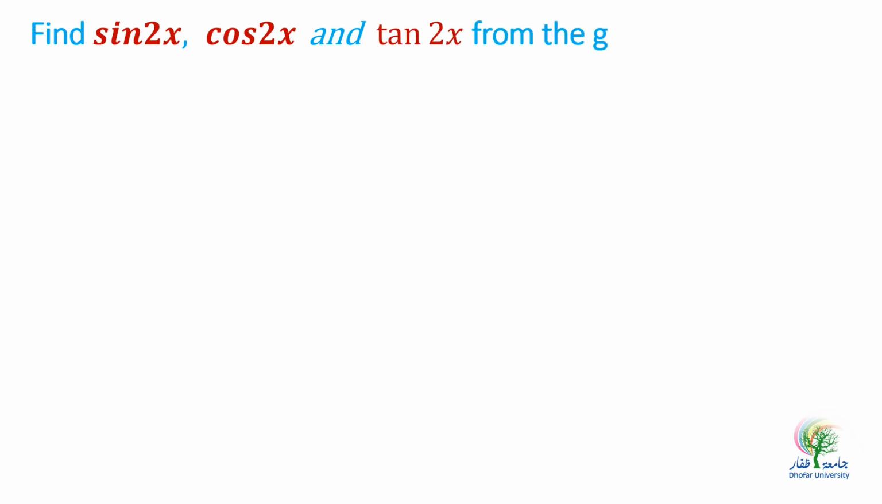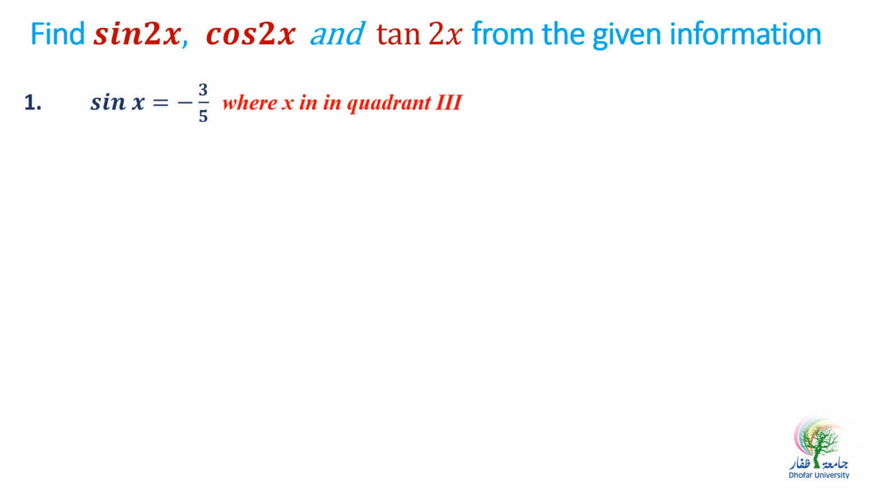Find sine 2x, cosine 2x, and tangent 2x from the given information. So the question is sine x is minus 3 by 5, where x is in the third quadrant. You know, in the third quadrant, sine is minus, yes. So we have to find cosine.